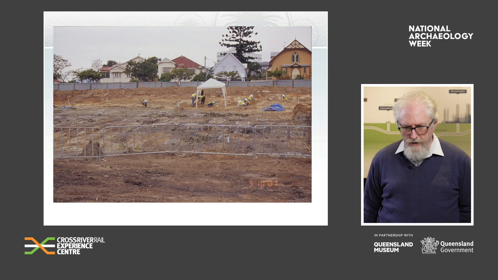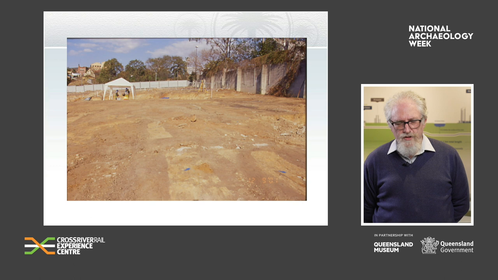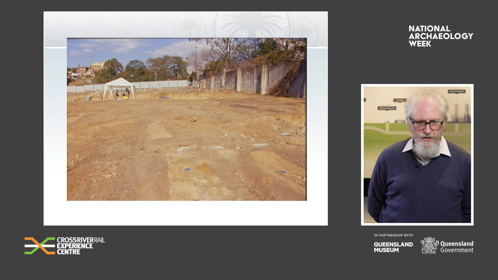Okay, so this is in the Anglican cemetery, and it shows the differences that you can see in the sediments where there are grave shafts. So in the forefront of this picture, there are two blue dots marking on yellow-looking clay, which is a different colour to the clay around it. There's a sort of orangey clay around it.